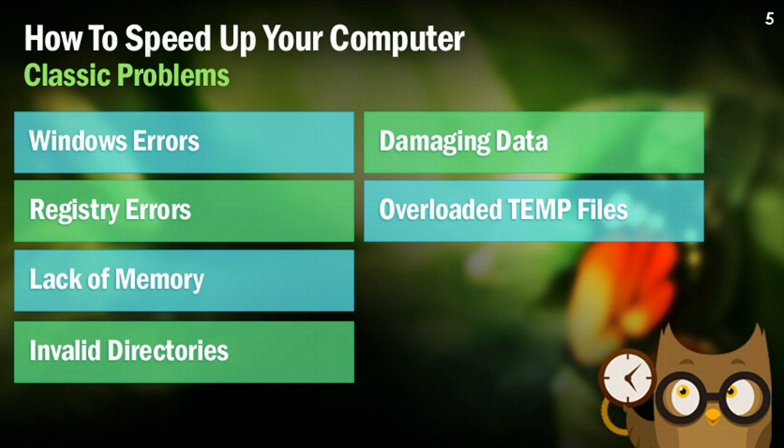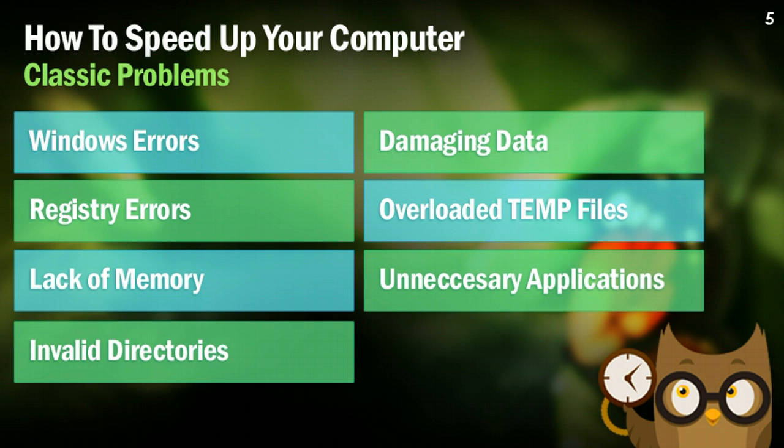I've only got one more. And that final one is unnecessary applications. This could be stuff that you installed a while ago. This could be something that you accidentally installed as an add-on when you were trying to install something else. But going in and deleting some of the applications that you really don't use anymore can be a huge speed up for your computer. So I highly recommend you do that.